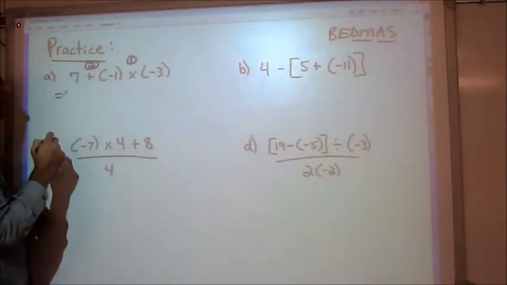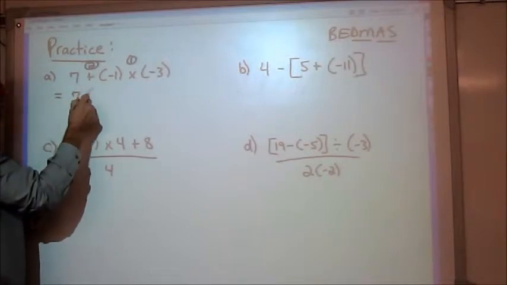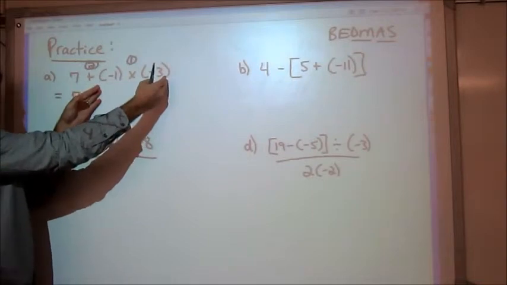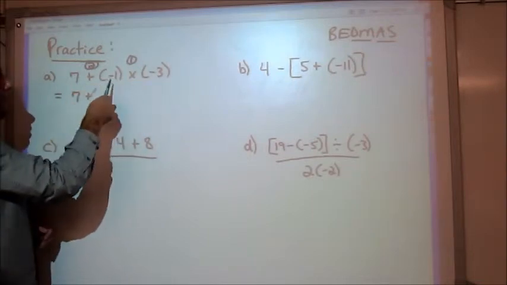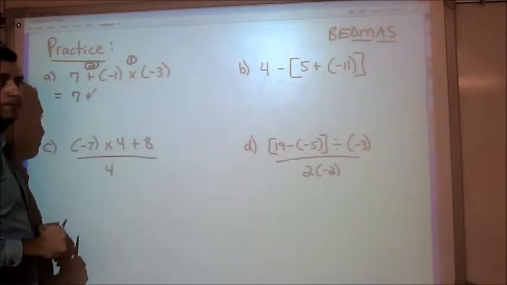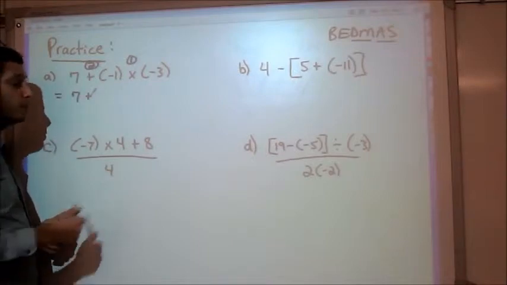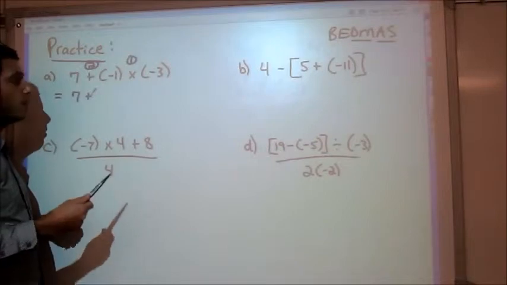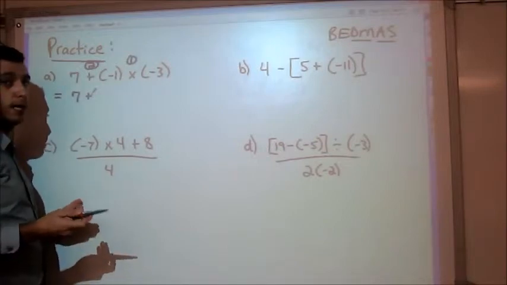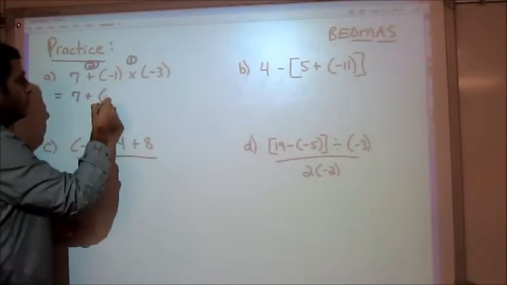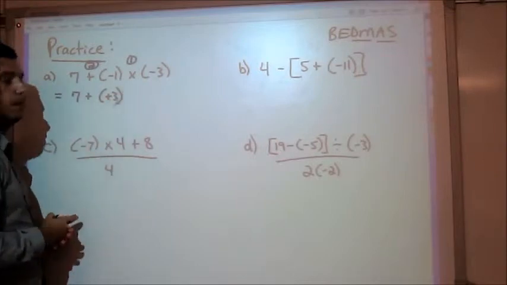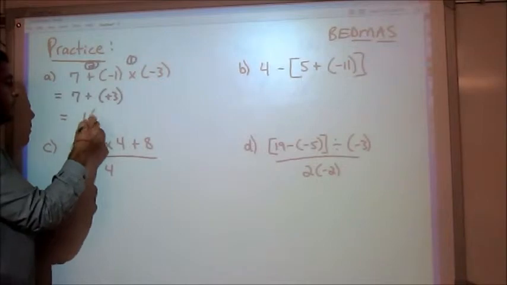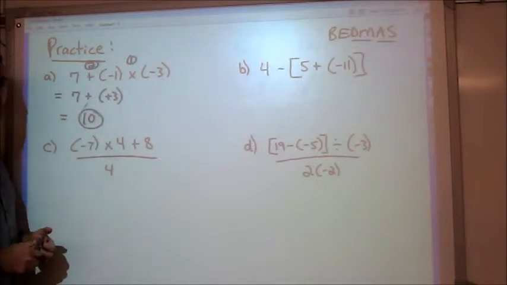So now I'm just going to rewrite this expression as 7 plus, and I'm going to solve the first part of it. -1 times -3. Now remembering my rules, a negative and a negative, when we multiply them together, will always, always, always equal a positive. So this will equal +3. And we can solve the remaining portion of the problem to get 10.